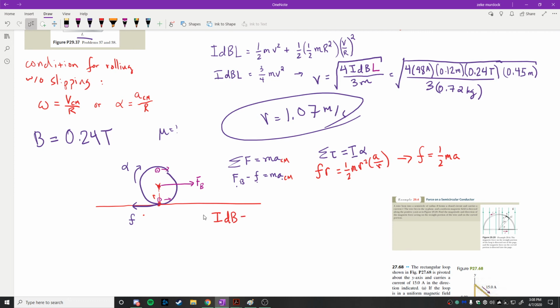Okay, and we have to subtract from that the friction force. Well, the friction force we just said was 1/2 mass times acceleration, and that's equal to also mass times acceleration. So now we can simplify this and say IdB is equal to, what is this going to be? It's 1 plus 1/2, sorry. So you end up getting 3/2 MA. And then we can solve for A. So now A is equal to 2IdB divided by 3M.